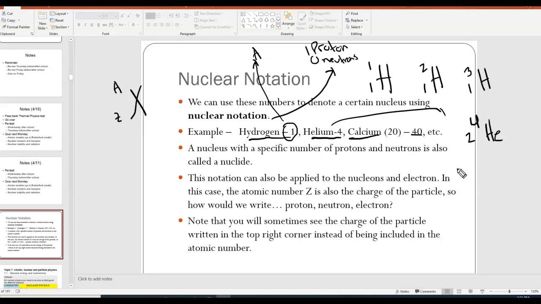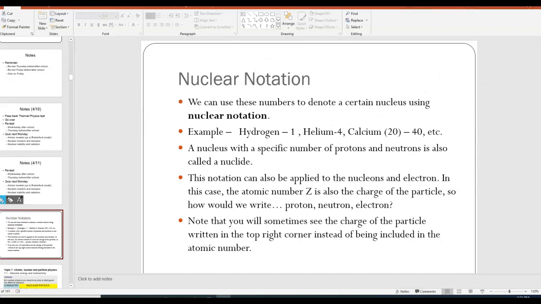Okay, so I'm going to erase that, pause it there if you need to. We're just going to do a few more examples. However, before we do any more examples, we need to know how to write the proton, neutron, and electron in nuclear notation. This is very important, so make sure you get this down.